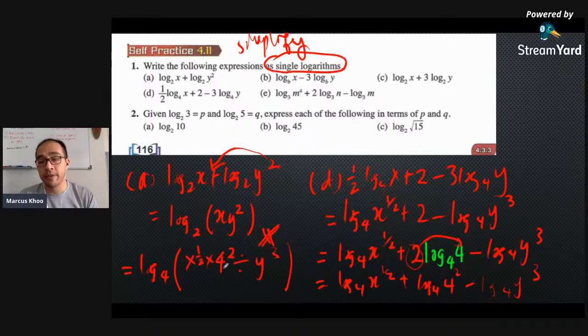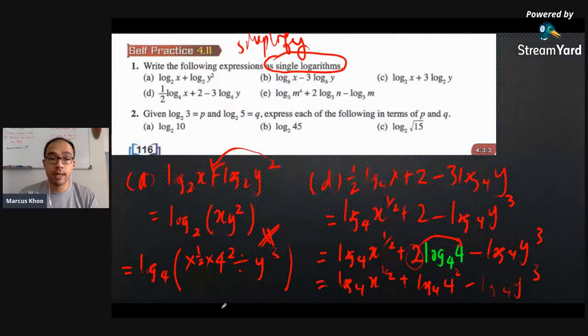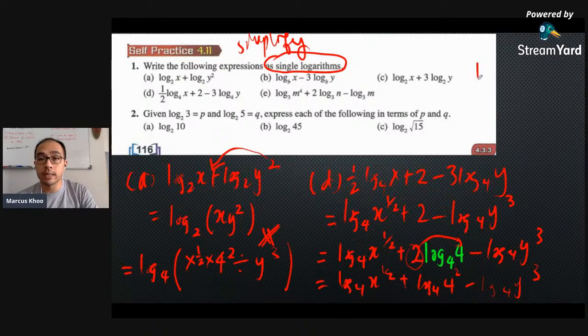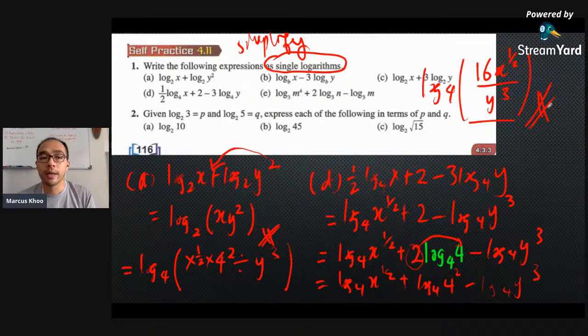Okay, and then I can simplify this. Actually, this is 16. This is 16x to the power of half over y cubed. Okay, the final answer, log 4, like this. I combine this to become one term like that. Okay, this is how we change this long expression to become this.